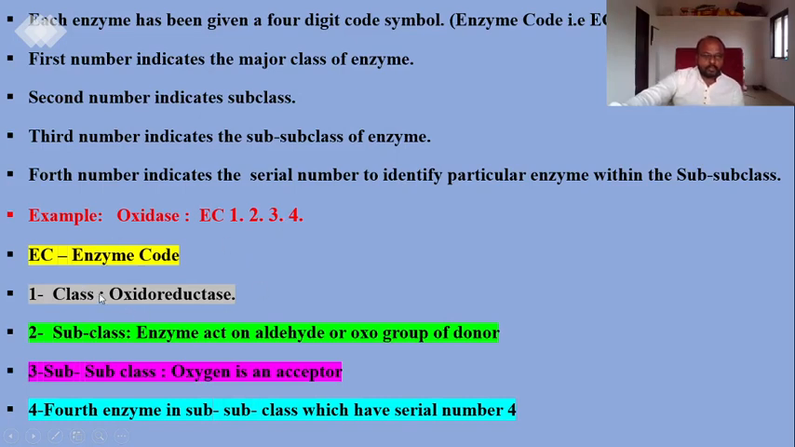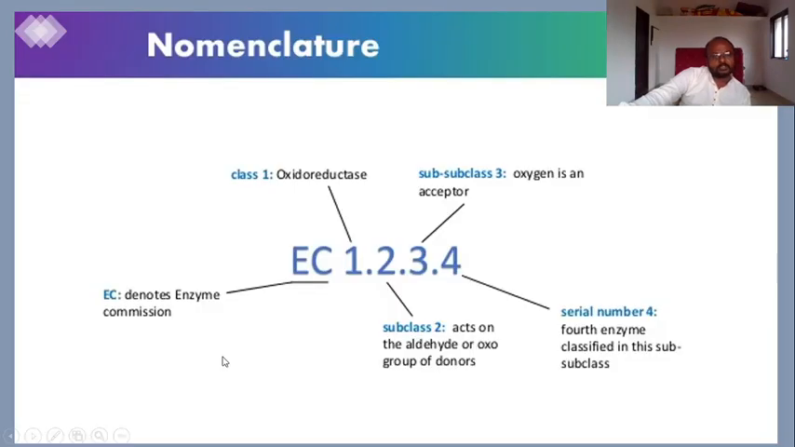Here we can elaborate by taking one more example, that is oxidoreductase. The name is oxidoreductase, the enzyme is oxidase. So here EC 1, 2, 3, 4. Again we have to explain here.